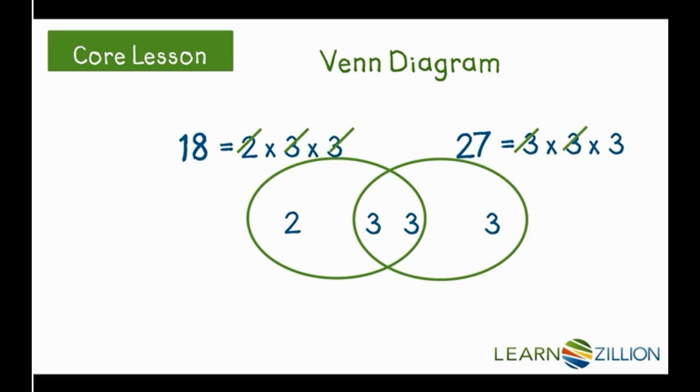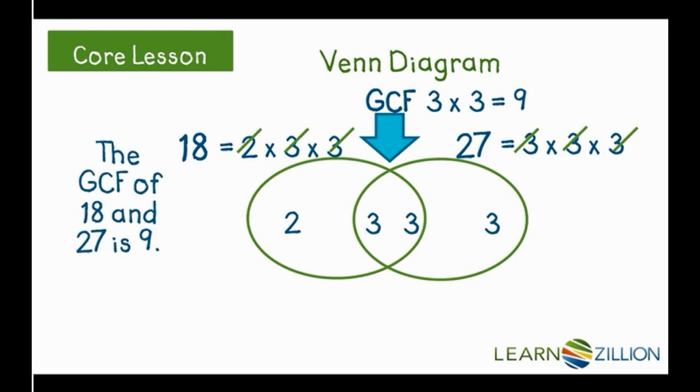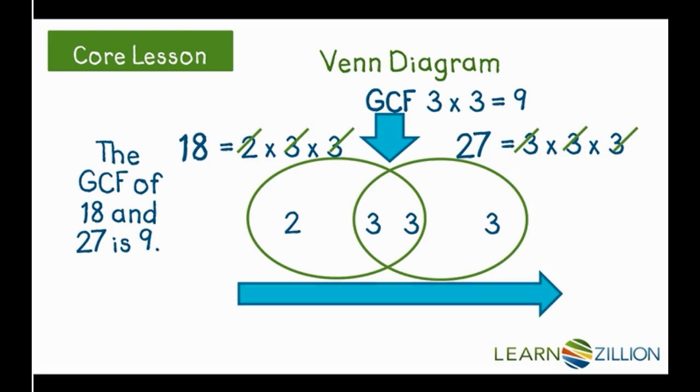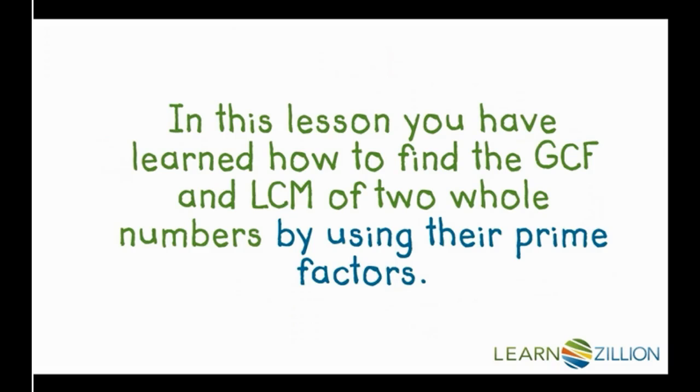Let's take a look down the center. We know that when we multiply these two prime factors together, we'll get the greatest common factor. 3 times 3 is 9. So the GCF of 18 and 27 is 9. When I multiply across, I'll find the LCM. 2 times 3 times 3 times 3 is 54. So the least common multiple of 18 and 27 is 54. In this lesson, you have learned how to find the GCF and LCM of two whole numbers by using their prime factors.